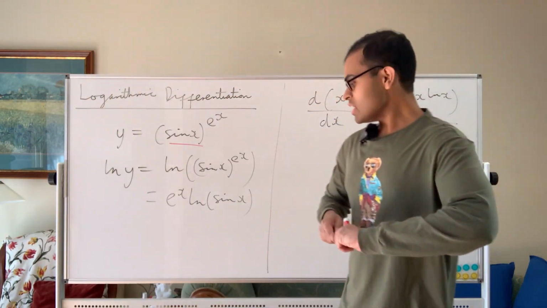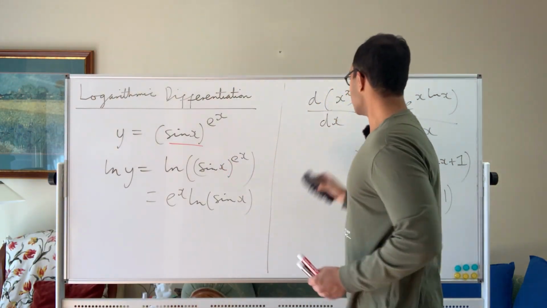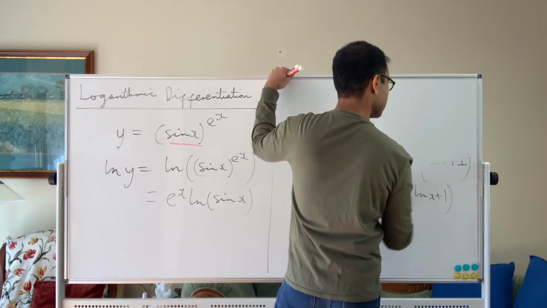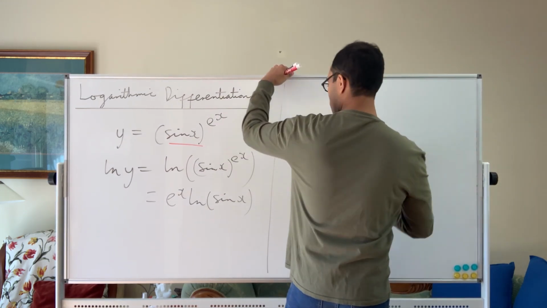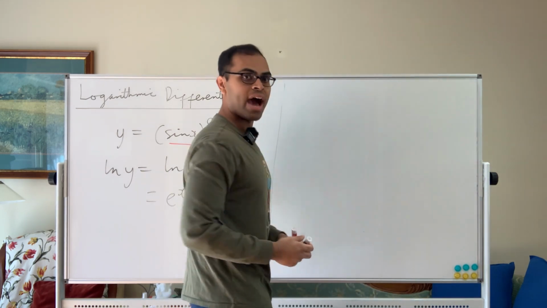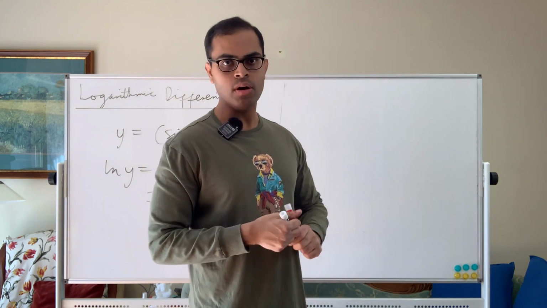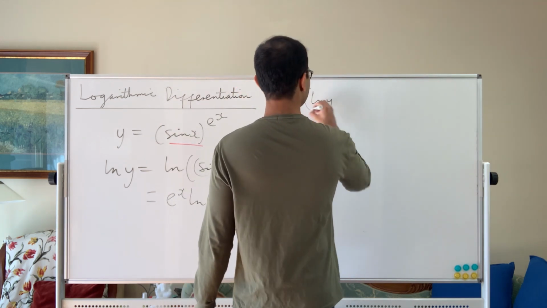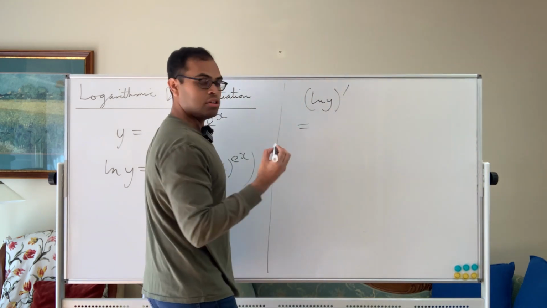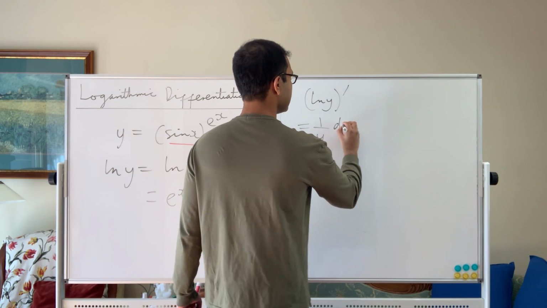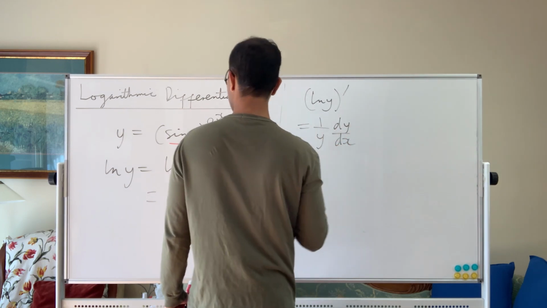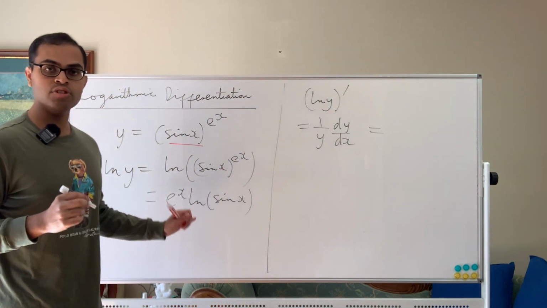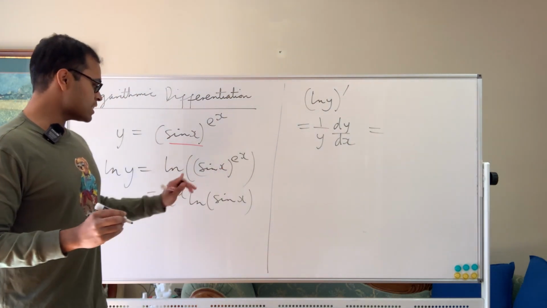In logarithmic differentiation problems, the left-hand side is always going to have the same derivative. We already talked this through in the first example. It's just going to be 1 over y. You differentiate the log, you get 1 over y and multiply by dy dx, since y is a function of x. So the derivative of log y is 1 over y times dy dx, and that's just going to equal the derivative of the right-hand side with respect to x, which, using the product rule, is e to the x times log of sine x.